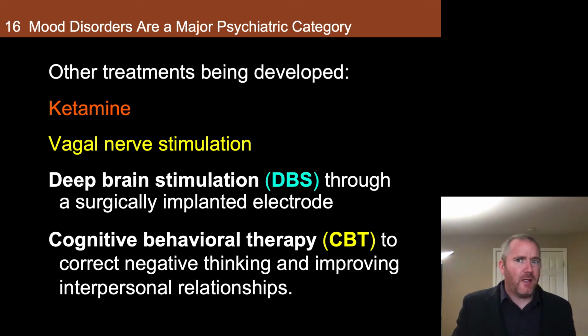There are many other treatments out there being developed. One is ketamine. Ketamine is an interesting one. It's an NMDA receptor antagonist. It would produce dissociative hallucinations at a high dose range. These are typically auditory in nature rather than visual. That's why particularly you see lots of clubbers abusing ketamine.